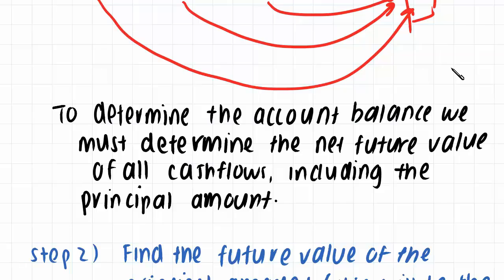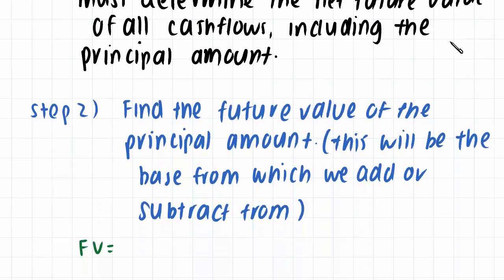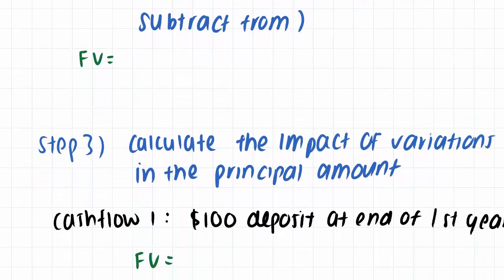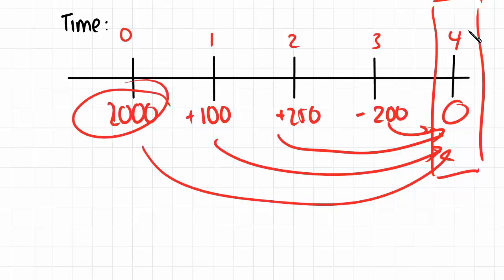Now to determine the account balance, we must determine the net future value of all cash flows, including the principal amount, okay? So in step 2, we find the future value of the principal amount, because a lot of people forget this. So I just want to make sure that we remember to determine the future value of the principal amount if we're determining the account balance. This will be the base from which we add or subtract. So we start off with the principal amount and then find the future value of that in 4 years' time.